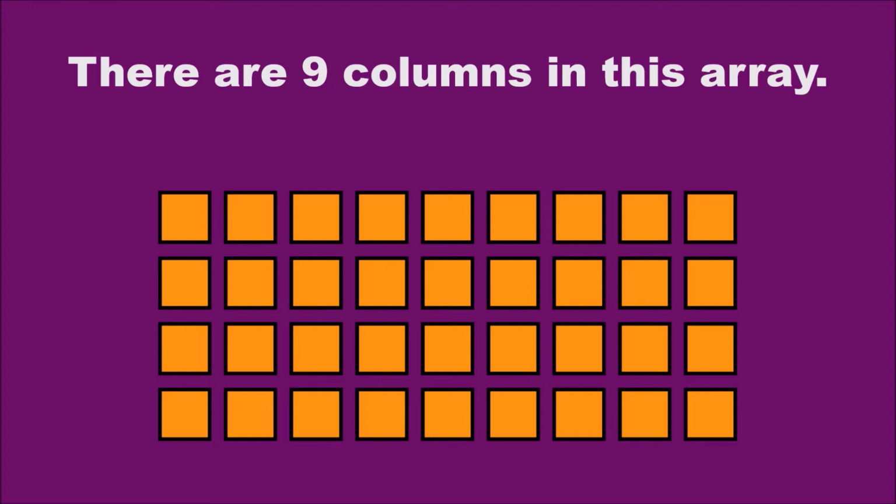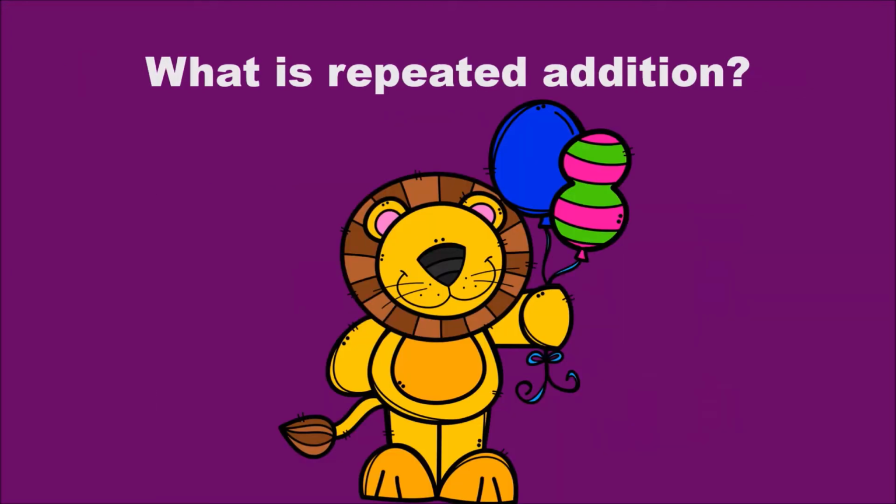How many rows are in this array? There are 9 columns. How many rows are there if we're going from the left to the right? There are 1, 2, 3, 4 rows. Good job. What is repeated addition?